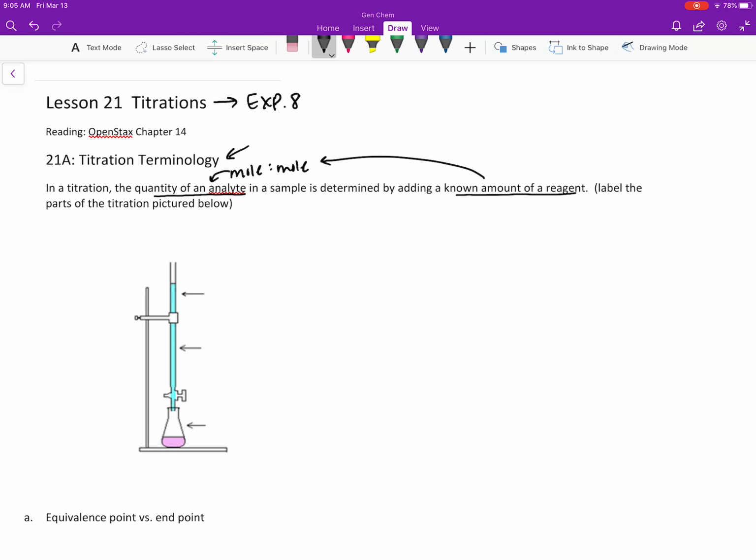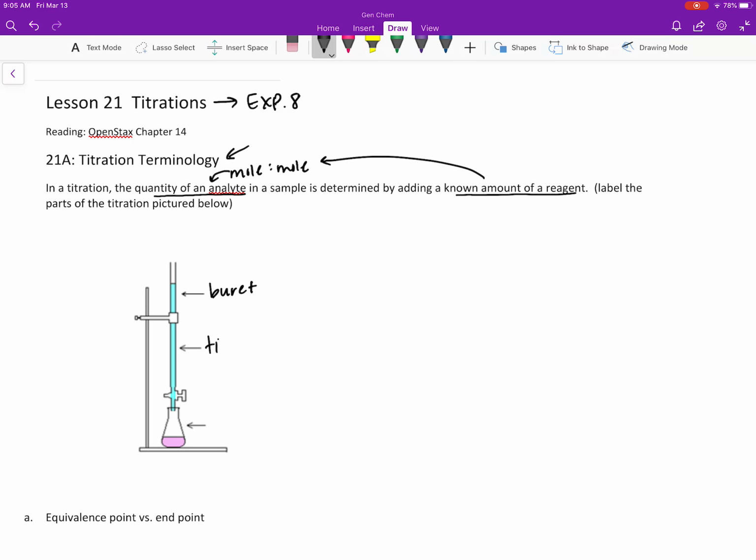So there are some important pieces to the titration. You can see there's arrows here. The long skinny glass tube filled with a blue liquid is called a burette. In lab we've used microburettes, the little bitty syringes, but in experiment 8 we're going to use really large burettes that can hold 50 milliliters. So they're normally big like this.